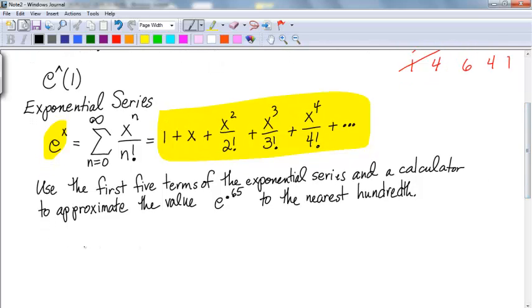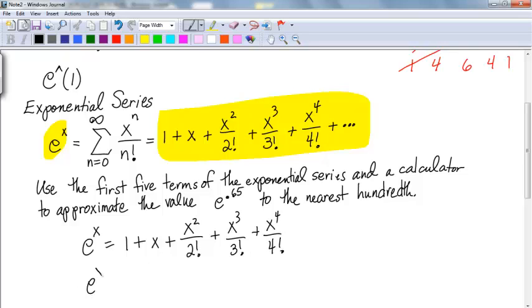So we're going to use this formula, e to the x equals 1 plus x plus x to the second over 2 factorial plus x to the third over 3 factorial plus x to the fourth over 4 factorial. And really we ought to have that it's approximate. So e to the 0.65. Now, here's the long way to do this. I could put in, for each one of these x's, I could put in 0.65. How many keystrokes is that?